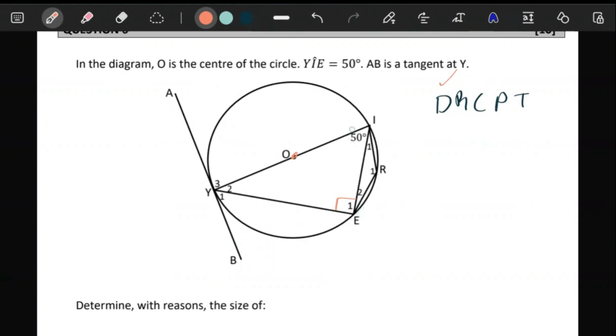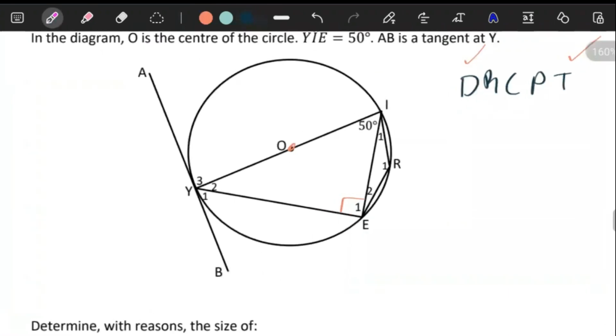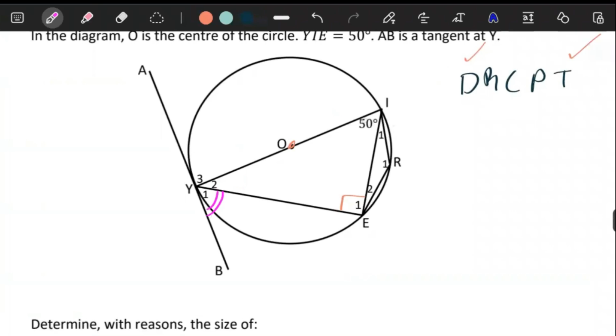And then the moment you have a diameter, let's see, the other thing they said is YIE. So YIE is 50, and then AB is a tangent. The moment you have a tangent, you have the tan-chord theorem. Meaning you have laws here where the angle here is equal to that one, because this is the tangent, this is the chord. So a tangent and a chord, the angle in between that will be equal to the one opposite the chord, you see. Now this is 50.